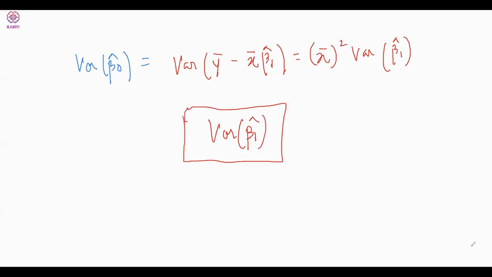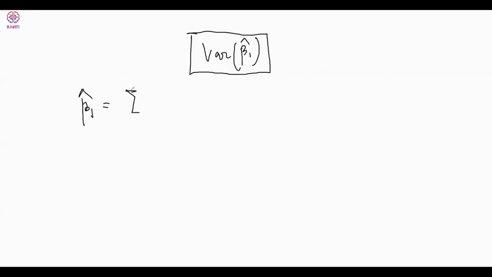So let's go to the next slide. We need to find the variance of beta 1 hat. If we do that, what do we get? Remember that beta 1 hat is the summation of alpha i times yi, where alpha i equals xi minus x bar divided by sxx.